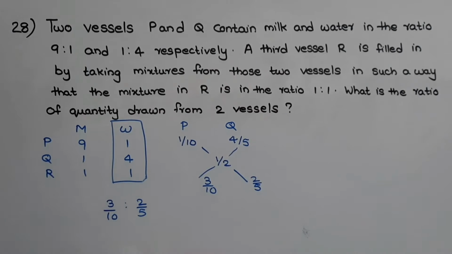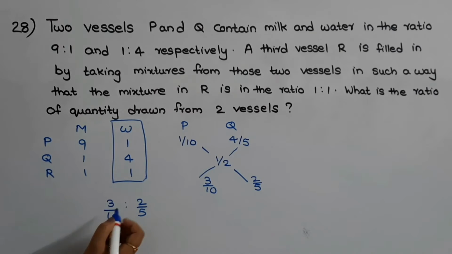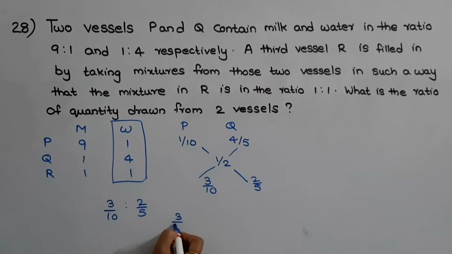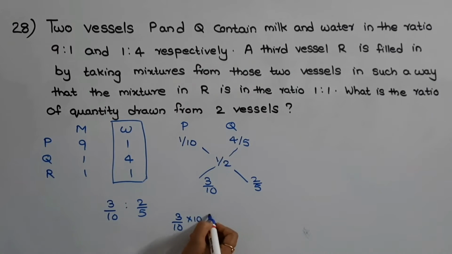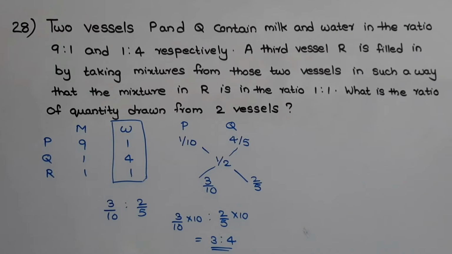In order to avoid the fraction, multiply these both terms by the LCM of 10 and 5. So that is 3 by 10 into 10 is to 2 by 5 into 10. So the ratio will be 3:4. So this is the answer.